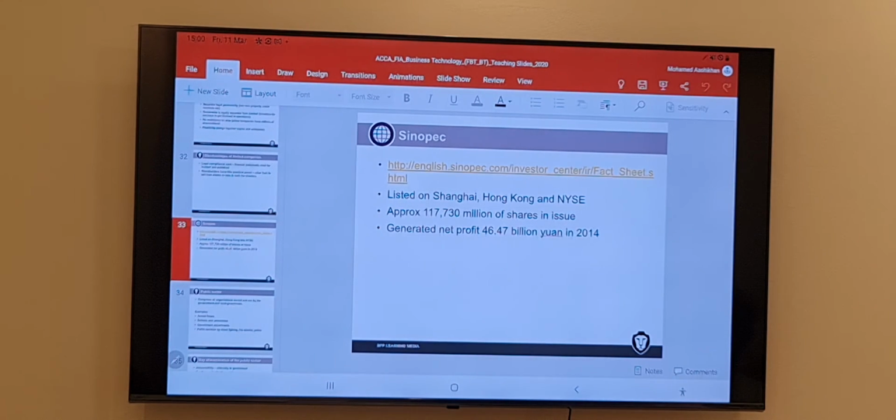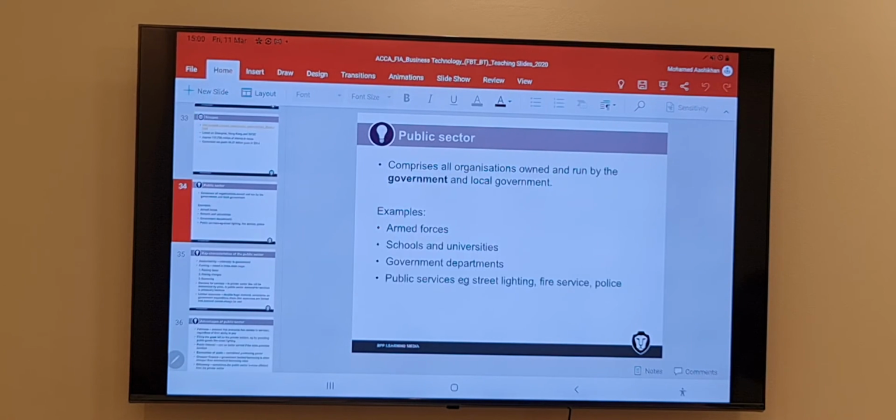Okay, approximately 117,730 million shares in issue. We already have a case with them. We have a legal case with them. Yeah, they are a very different organization. Generated net profit of 46.47 billion yuan in 2014. So you can understand the size of the company.